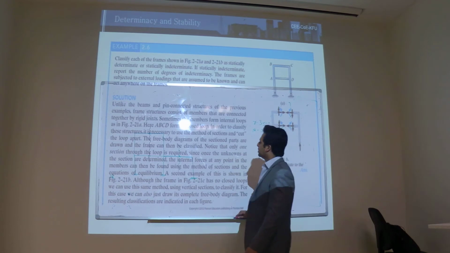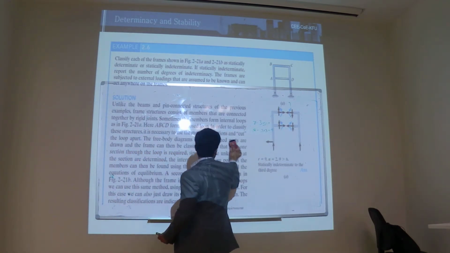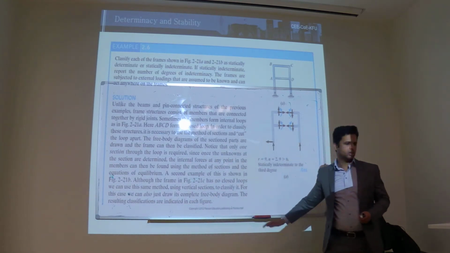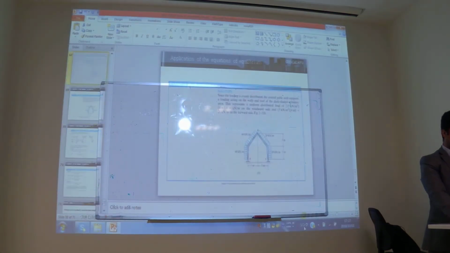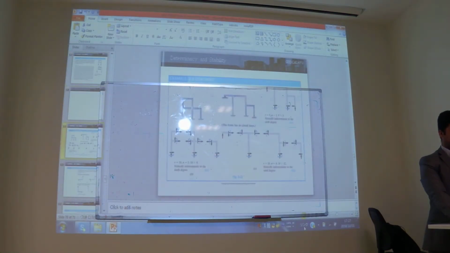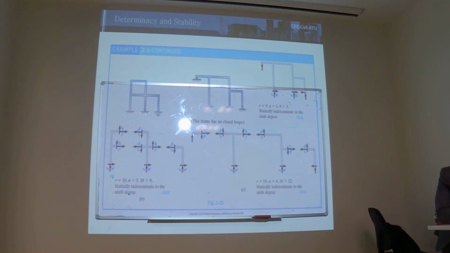Okay, this is this problem. Let's come back. I quickly jumped. Here, we were here. Now please see here. For example, for this structure, it is the same. So the degree of indeterminacy is 9.